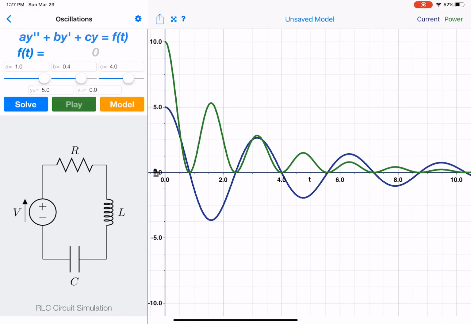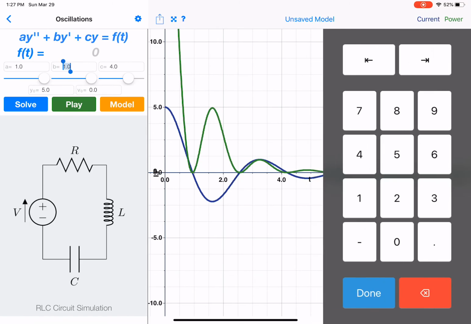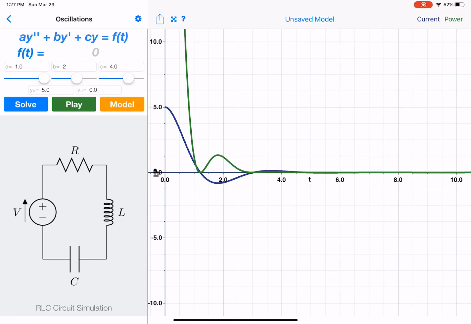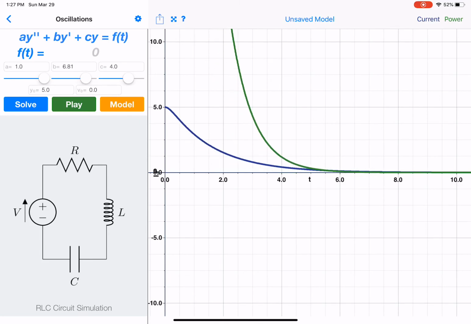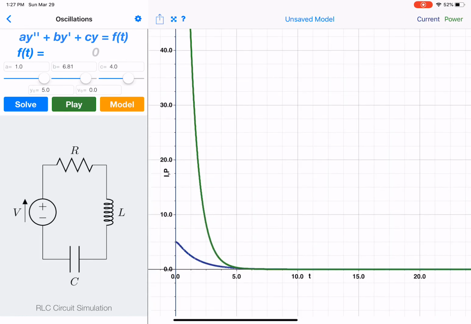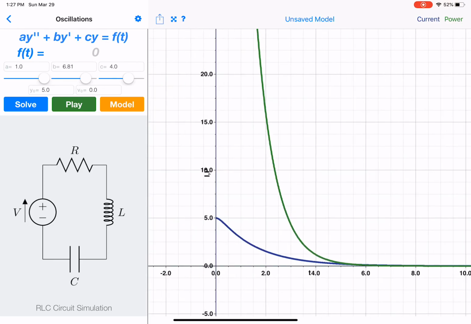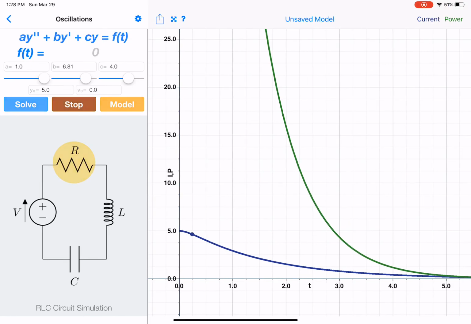Okay, now if we increase the resistance, so that it's now an overdamped oscillator, then when we push play, I'll kind of zoom out here so that you can see, and I will give it more time to drop off, then what happens is that the light bulb kind of just slowly burns out. And that's an example of the second order equation that describes an RLC circuit.